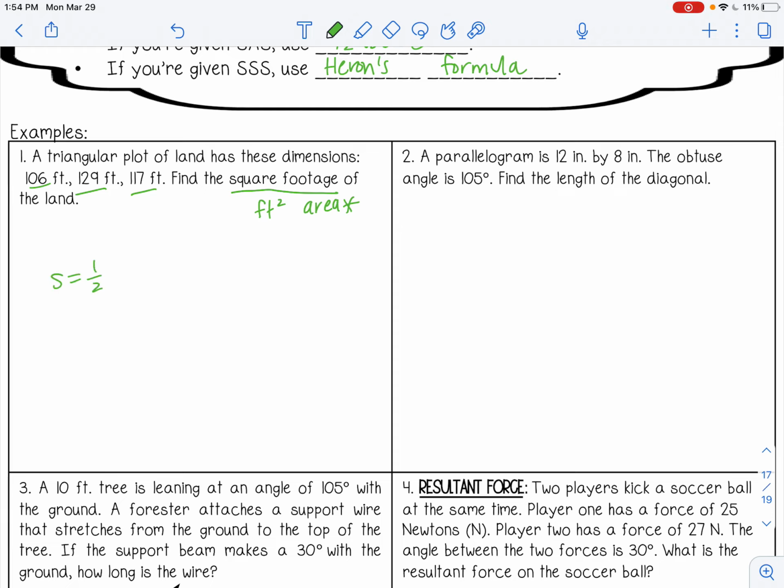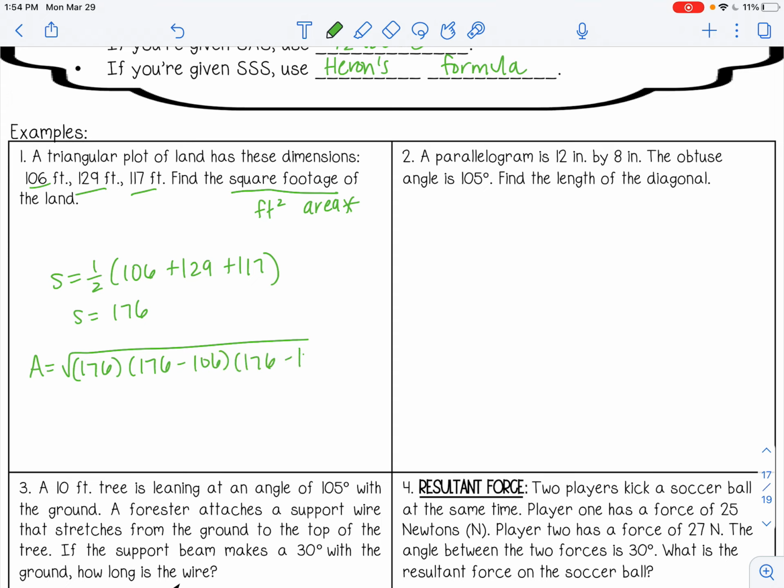So we need to find our s first. You remember, you add all the sides up and divide by 2, and that's 176. And then we can use our formula. Take the square root of all of that, and you get about 5,844 feet squared.